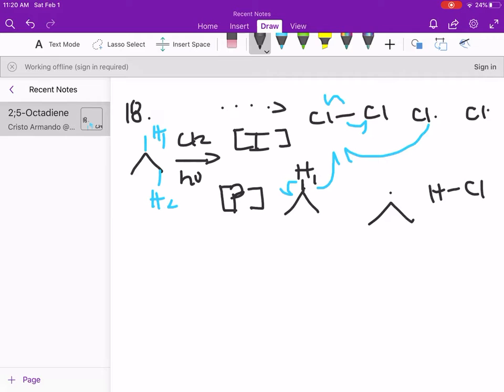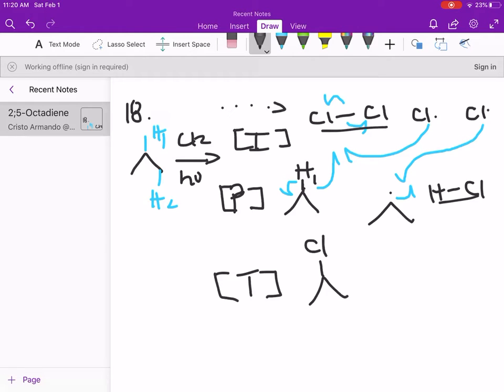So in the solution, we have HCl, but we also have a lot of Cl2, which means that another one of the chlorines with the radical on it can react with this radical on the propyl group and form a bond. So that bond is going to look something like this.